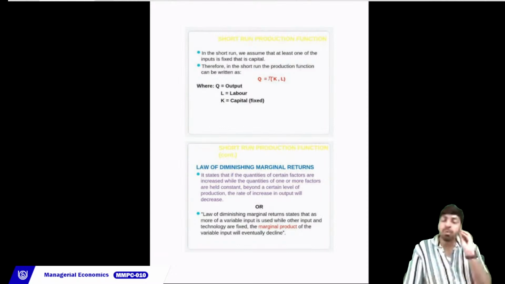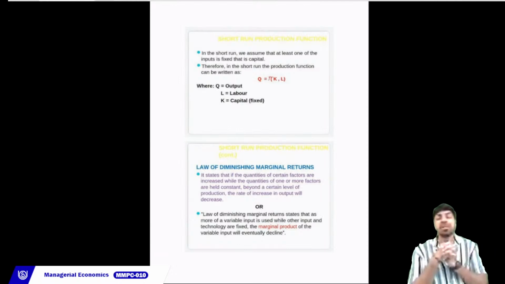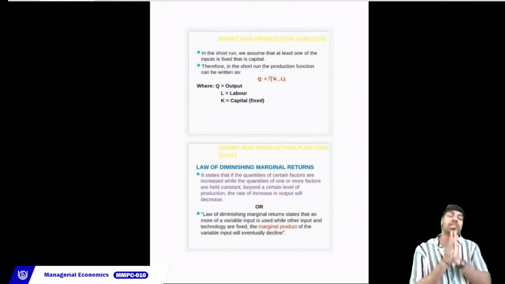As more and more variable inputs are used, while the other inputs like technology and organization remain constant, the marginal product of the variable input will eventually decrease or decline. So this is the law of diminishing marginal returns. Whatever the law states, the particular concept will be followed accordingly. It cannot be changed in any way.